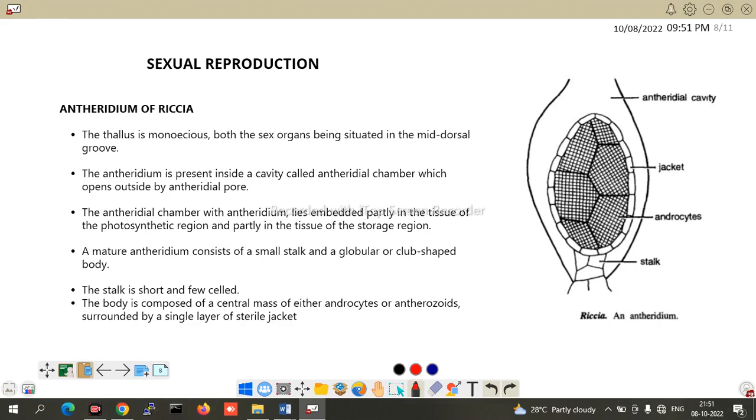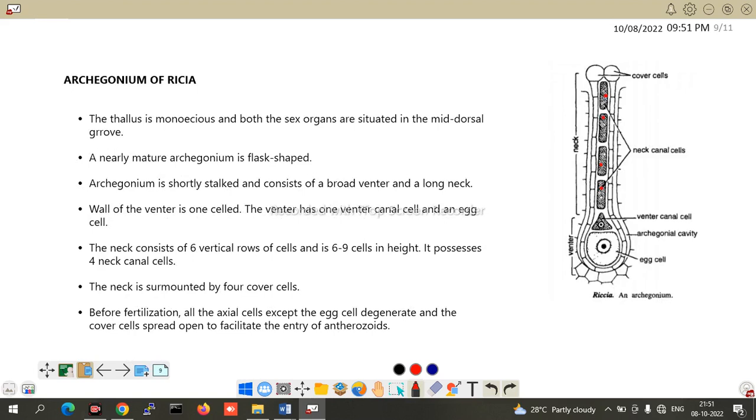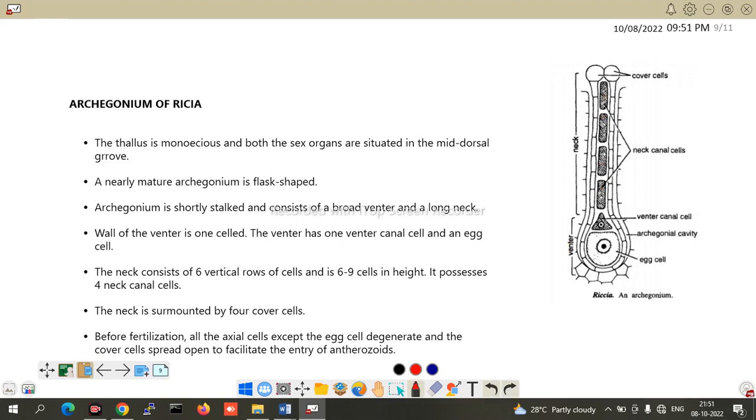Next is the archegonium. The archegonium is the female sex organ and it is flask-shaped in structure. The archegonium is shortly stalked and consists of a broad venter and a long neck. Here is the neck canal cell and here is the ventral canal cell, or venter. The venter is one-celled and the lower globular basal portion of the venter contains the egg cell.